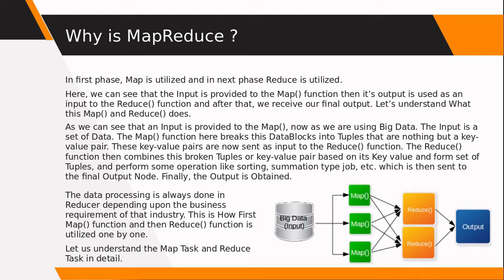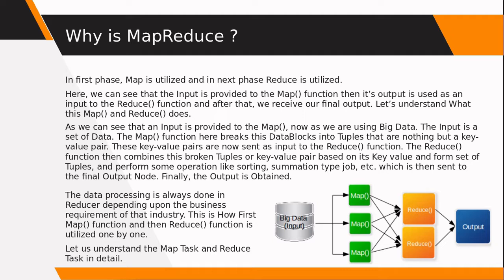In the first phase, map is utilized and in the next phase, reduce is utilized. Here we can see that the input is provided to the map function, then its output is used as an input to the reduce function, and after that we receive our final output. Let us understand what this map and reduce does.